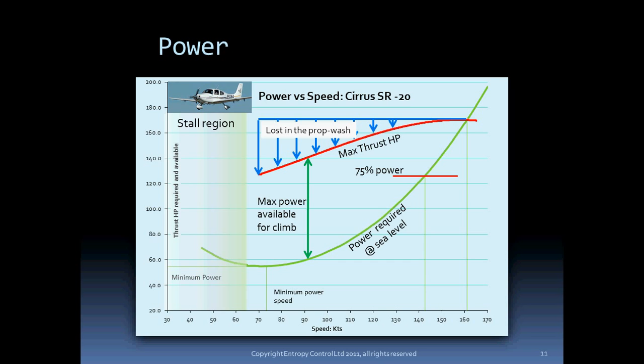Where is it going? It is absorbed by adding potential energy to the aircraft, which means that the aircraft climbs. Best climb rate happens where you have the most excess horsepower, that is, where the gap between power required and maximum thrust horsepower available is the greatest. That condition occurs at around 90 knots, where I've got the green arrow.